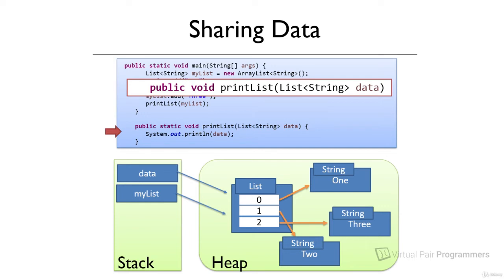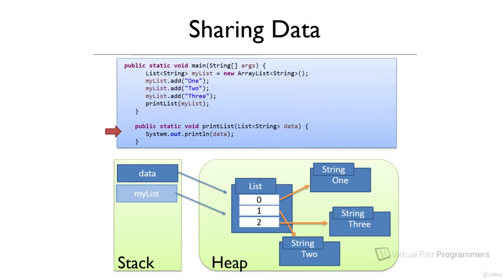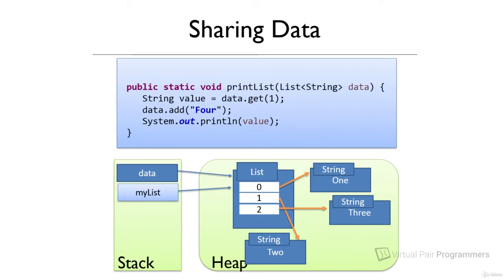Because we're now in the printList method, the myList variable is out of scope. We can't access it. Let's expand the printList method to do something a bit more interesting. Here I've got a new version of printList, and before the first line runs, the heap and stack are just as we can see on screen here. So what would it look like after this first line has run?